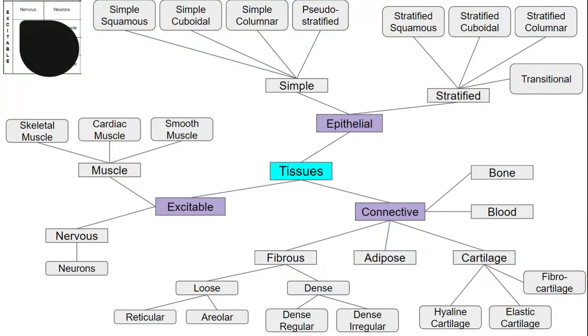All right, thank you guys. Those are the different kinds of tissues that we have in our body. Thanks.